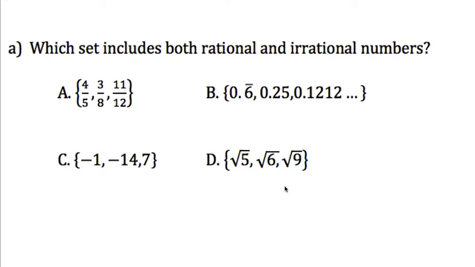And then the last one here, square root of 9. If you enter square root of 9 in your calculator, maybe you already know that the square root of 9 is equal to 3. So square root of 9 is 3, which is a rational number, because we can write that as a fraction. That's just 3 over 1. So the correct answer here would be D, square root of 5, square root of 6, and square root of 9. Square root of 9 is rational, square root of 5 and square root of 6 are irrational.